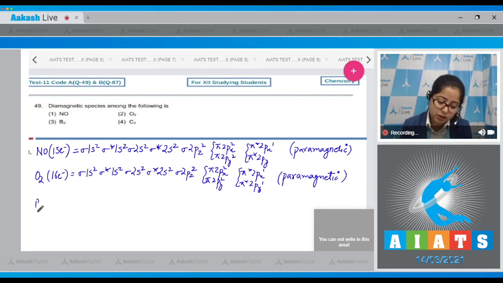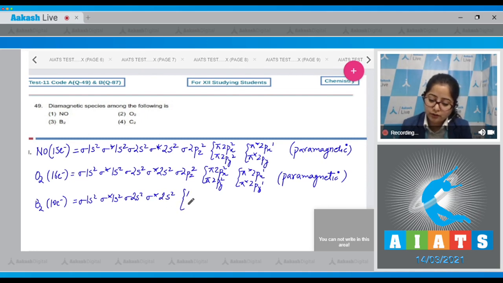Moving to the next, that is B2. In case of B2, there are 10 electrons. σ1s², σ*1s², σ2s², σ*2s², then we have π2px¹, π2py¹. Therefore, in this case, there are two unpaired electrons. That means this is also paramagnetic.